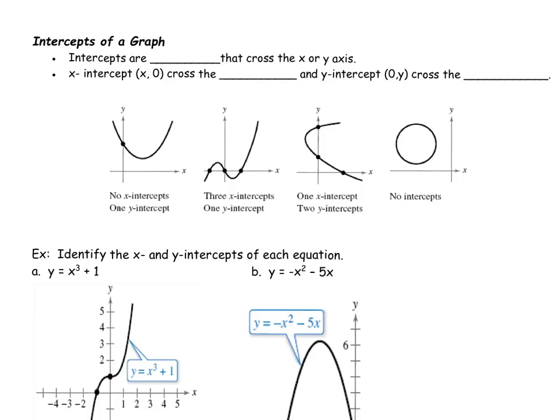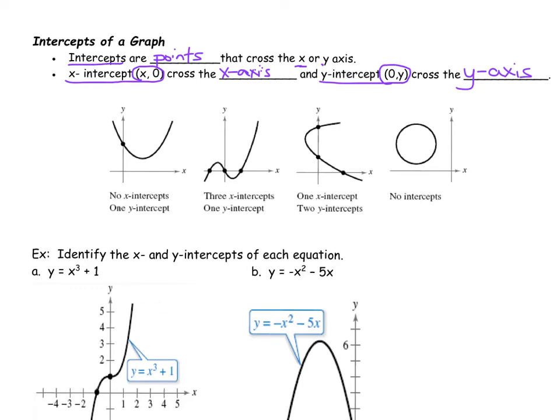We'll end today by looking at intercepts of a graph. So the graphs will already be given to you for this section. Intercepts are simply points that cross either the x or the y axis. An x-intercept, and this is what the ordered pair would look like, crosses on the x-axis, which seems to make sense, I would think. And the y-intercept, given this ordered pair, will cross over the y-axis.